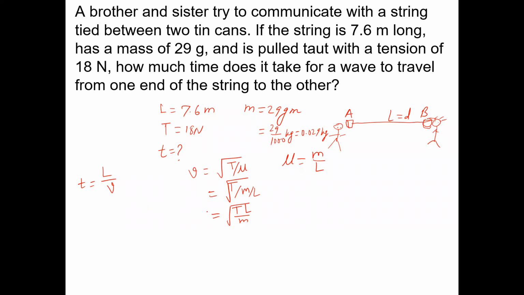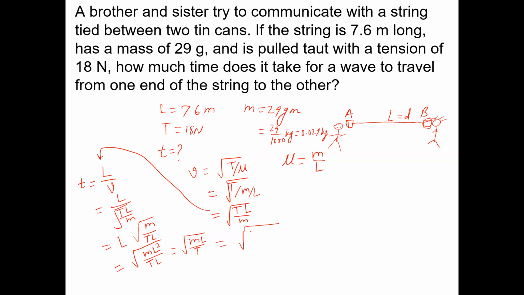If I use this velocity in the time equation, then I will get L divided by the square root of T L divided by m. If I rearrange this, I will get L times the square root of m divided by T L. So this L, I can put inside the square root, and I'll get L squared. So in the square root, it will be L squared m divided by T L. If I cancel one L, then I will get t is equal to the square root of m L divided by T. One L will cancel. So I do have mass, I do have length, I do have tension. So substitute all of these values.